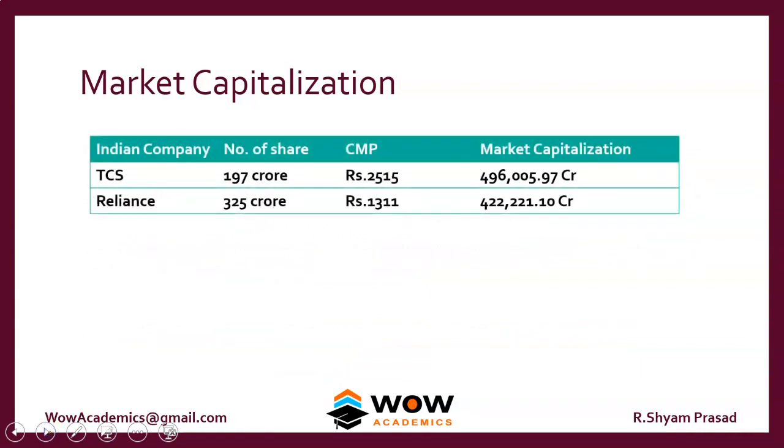So for example, if you take an Indian company, TCS has 197 crore shares, and assuming their price is somewhere around 2500, their market capitalization is 4,96,000 crore. If you take Reliance, their number of shares is 325 crore, and the current market price is 1300, and the market capitalization works out to 4,22,000 crore.